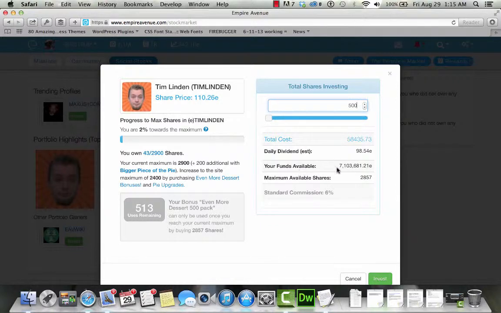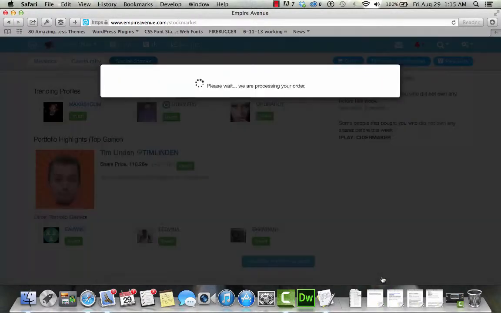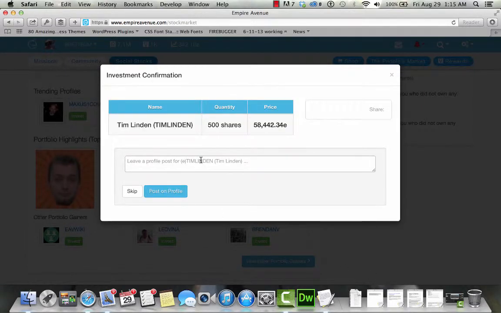A couple other things. This also shows me my funds available, so I've got about 7 million EVs to play with as I make my investments. And there's a commission that's charged. The commission that I see may be slightly different than what you see. Kind of depends on the account level that you have here. And I'm going to hit the invest button and leave a quick comment.